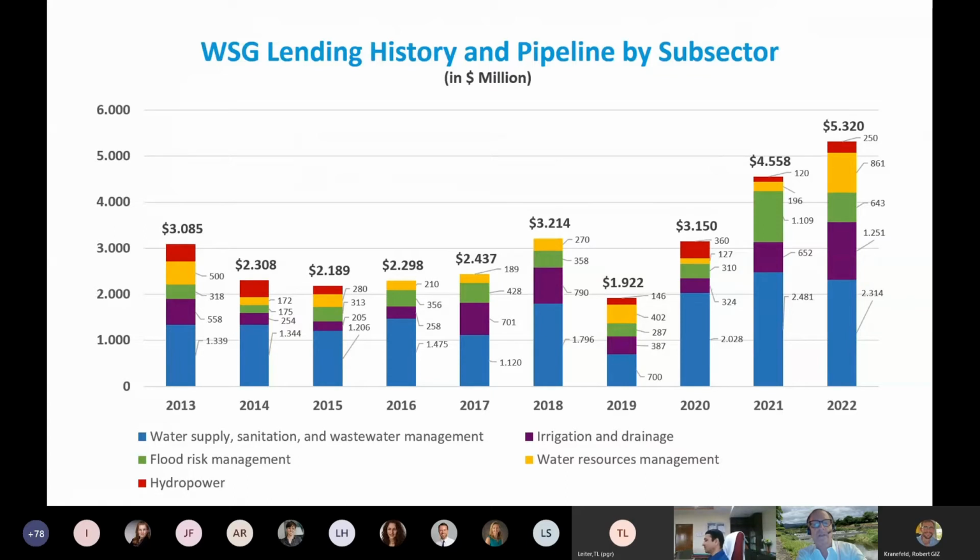Okay, this is just, we do about $2.5 billion a year in the water sector. It's going up. A lot of it's water supply, sanitation, flood, irrigation. All of these across these different subsectors have aspects of climate change. Next slide, please.